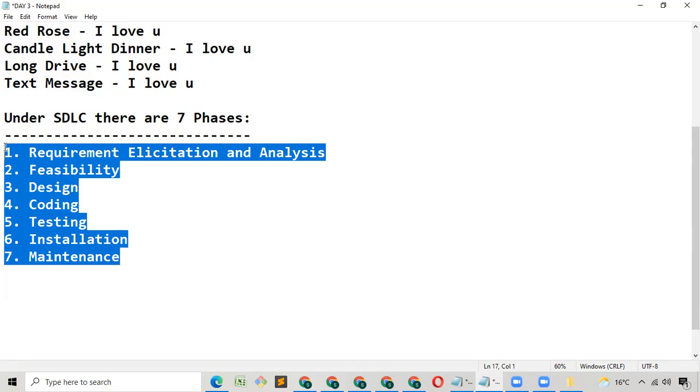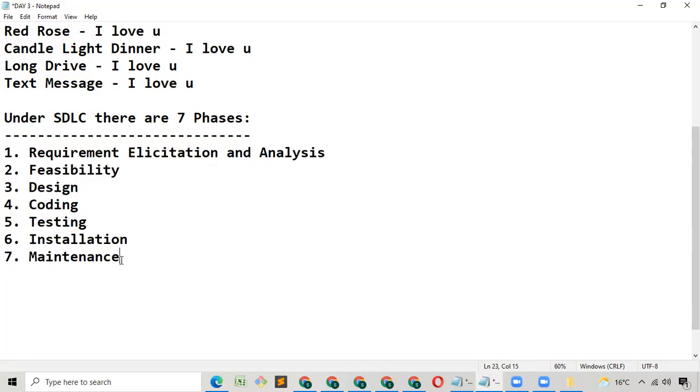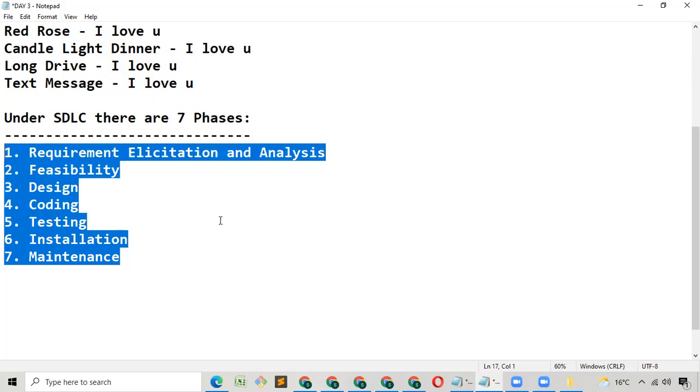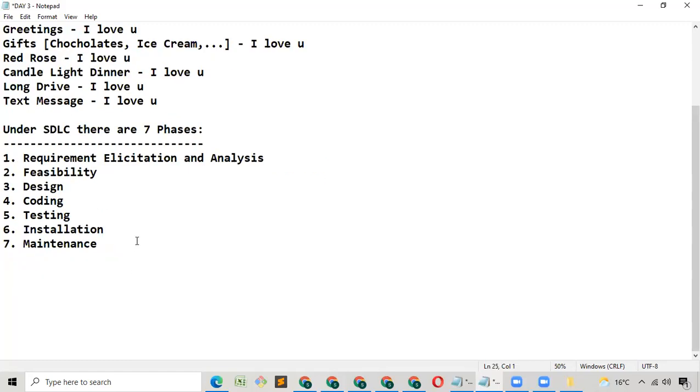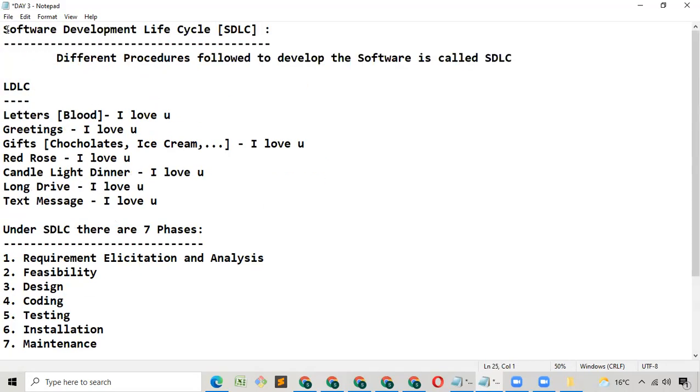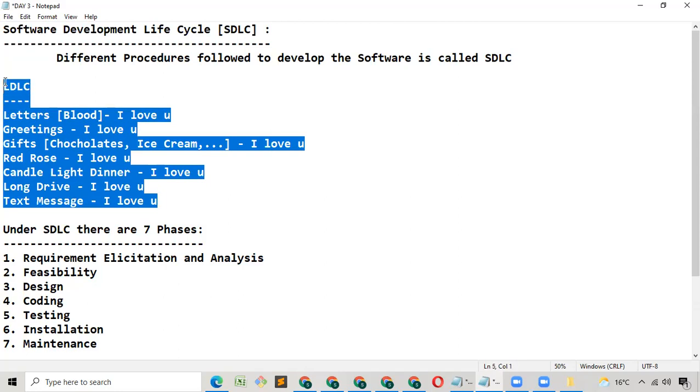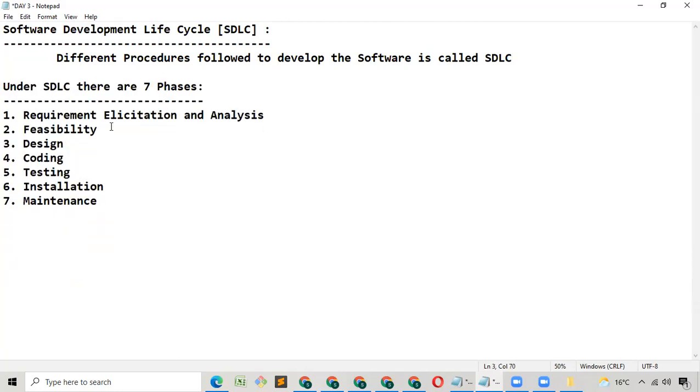Okay, sir, please explain these 7 phases one by one. I will not explain one by one right now. Why? Because these 7 phases will be used by one model, and I will explain there in detail. Okay, sir, how many models are there which will follow SDLC? That means under software development lifecycle, how many models will follow this approach? I can just tell like this: SDLC is having so many models.